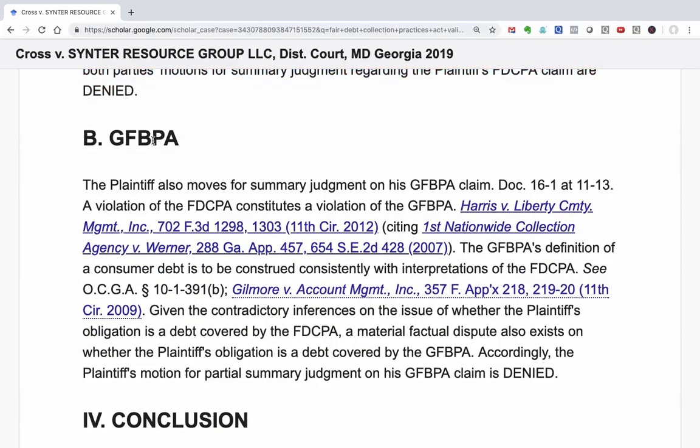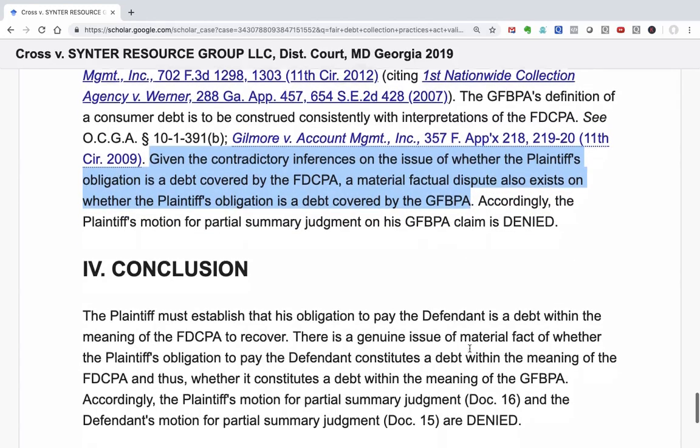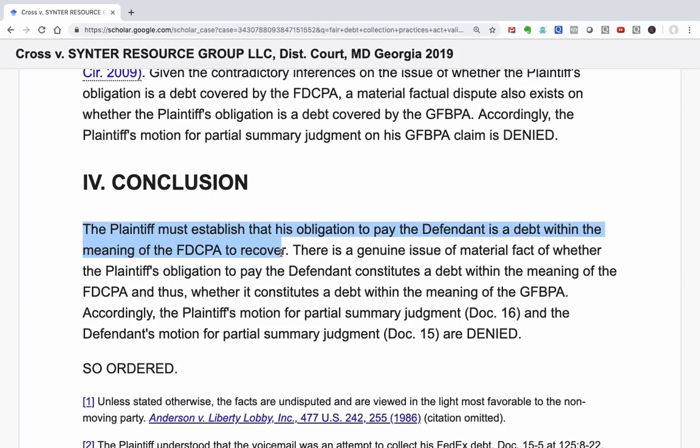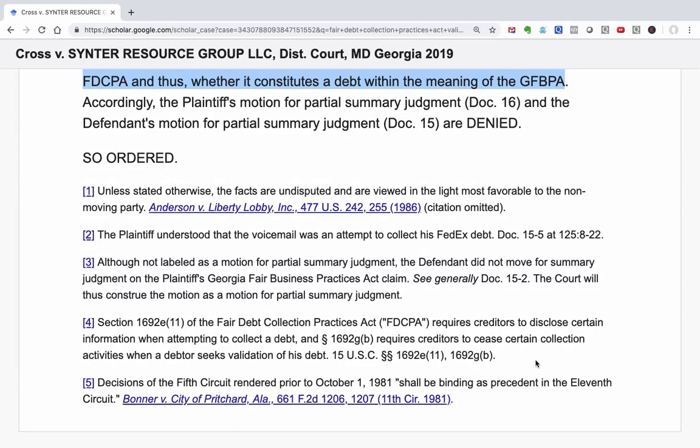And then the court looks at the Georgia Fair Business Practices Act, and the court notes generally a violation of the FDCPA constitutes a violation of the Georgia Act. The Georgia definition of consumer debt is basically the same as the FDCPA. And then, given the contradictory inferences on the issue of whether plaintiff's obligation is debt covered by the FDCPA, a material factual dispute also exists on whether it's covered under the Georgia law. And so that's denied. And so here's the conclusion. Plaintiff must establish his obligation to pay the defendant as a debt within the meaning or the definition of the FDCPA. There's a genuine issue of fact about that under the FDCPA and the Georgia law, and so it's denied. And then there's some footnotes that give you a little bit more information.